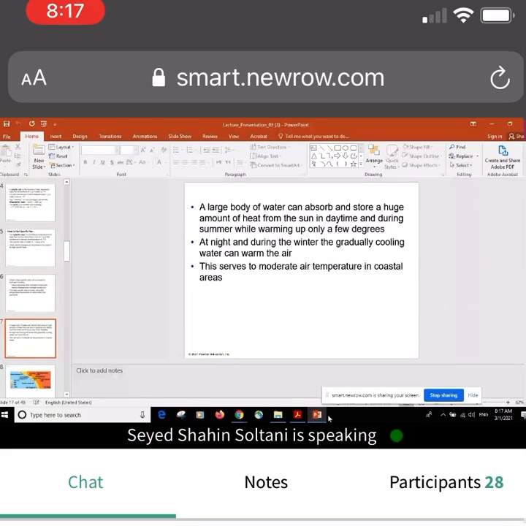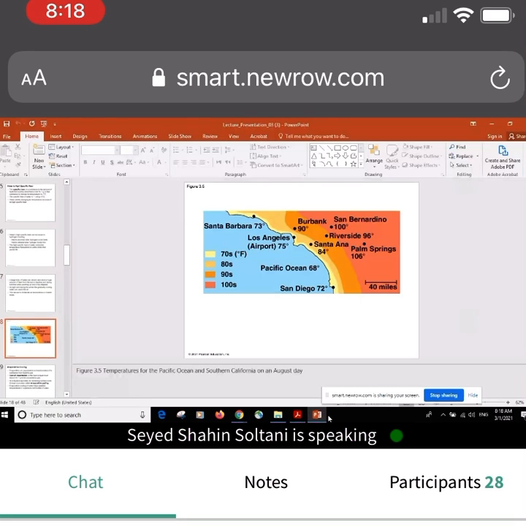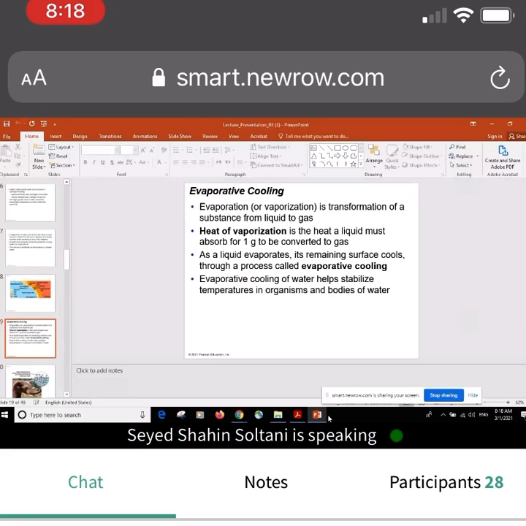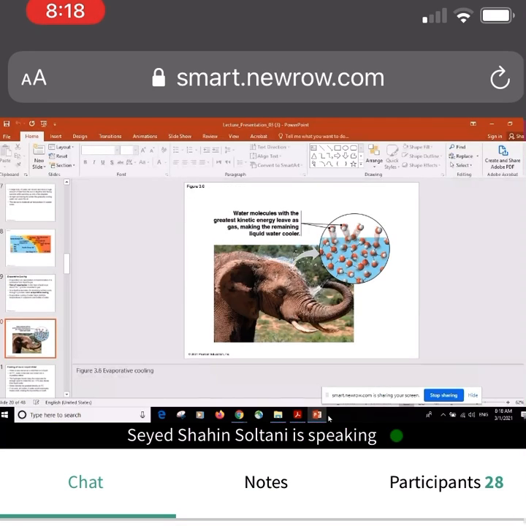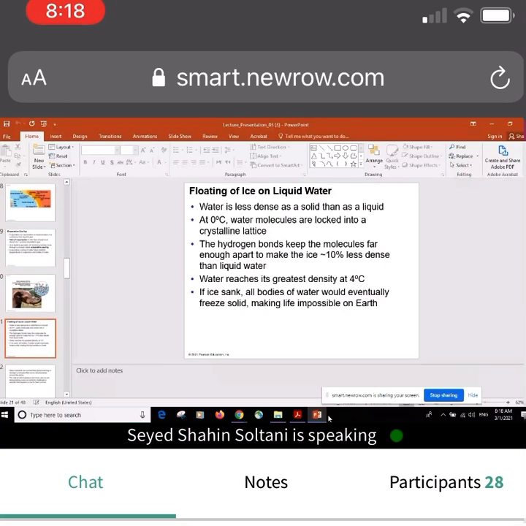So our body has a large amount of water, so it can absorb the temperature. Here you will see different places, and actually when we evaporate, we have a cooling effect on the surface of our skin when our sweat is evaporating. So it works for us, works for animals and every living creature.